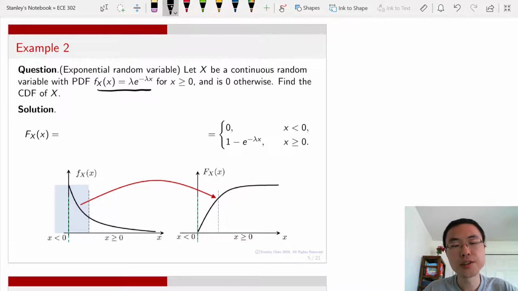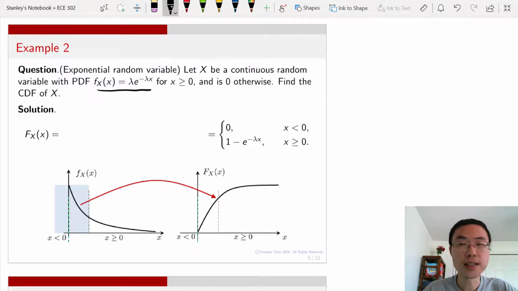So how does this PDF look? The PDF looks like this. It is an exponentially decaying function as a function of x. As your lambda grows, it will just decay faster. And if your lambda becomes small, it will decay slower. So this is the shape of your fx.